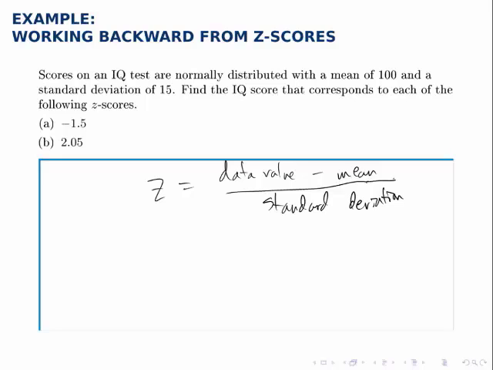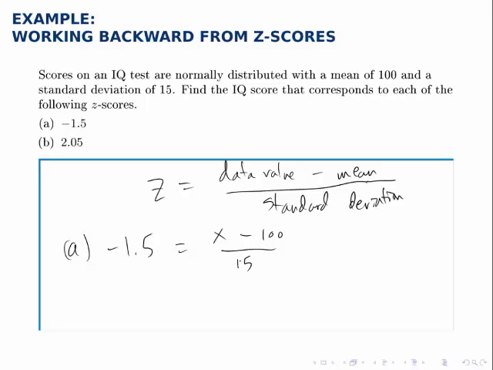Here we're given a z-score, the mean, and the standard deviation, and asked to solve for the data value. For the first one, for example, we know that z is negative 1.5. The data value is the unknown part that we're going to find. So the z-score is x minus the mean, 100, divided by the standard deviation of 15.